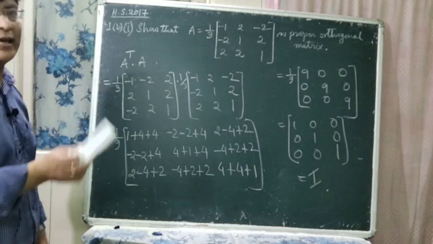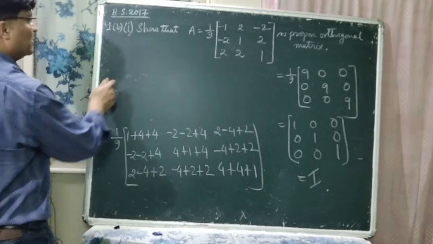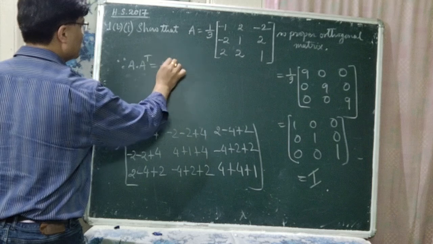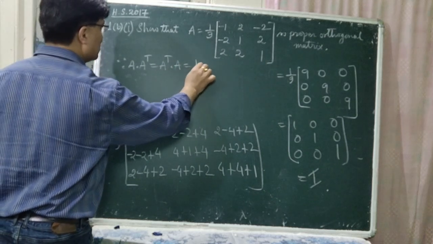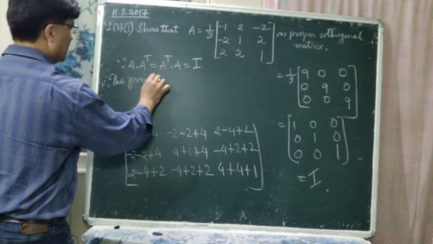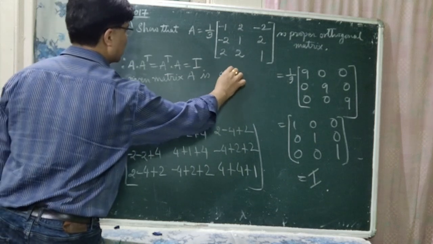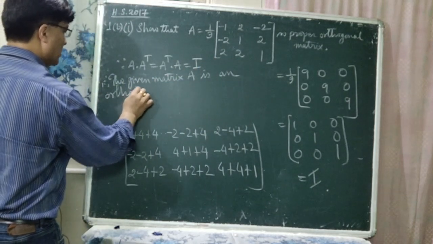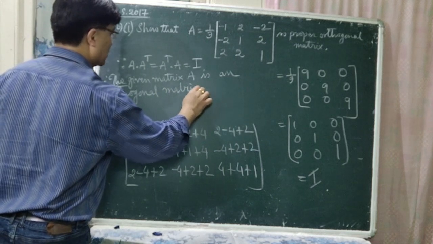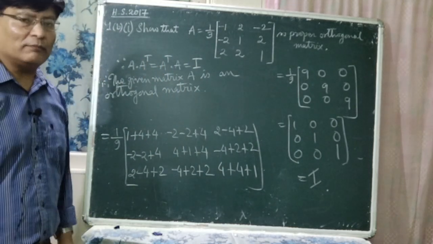That means the matrix A is an orthogonal matrix. Okay, so you can write here, since A dot A transpose is equal to A transpose dot A is equal to I, therefore the given matrix A is an orthogonal matrix. So we have proved that this given matrix A is an orthogonal matrix.